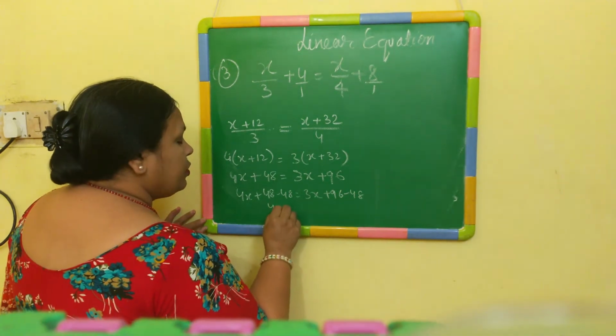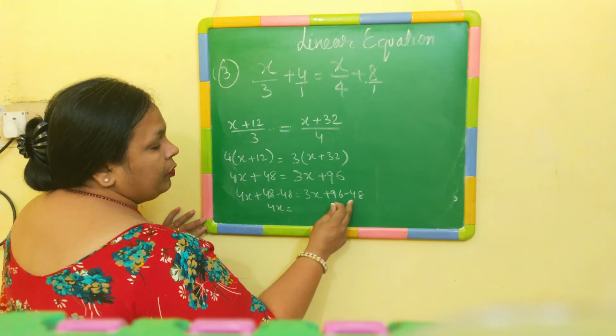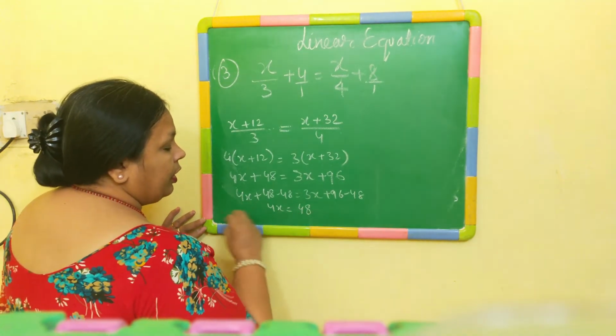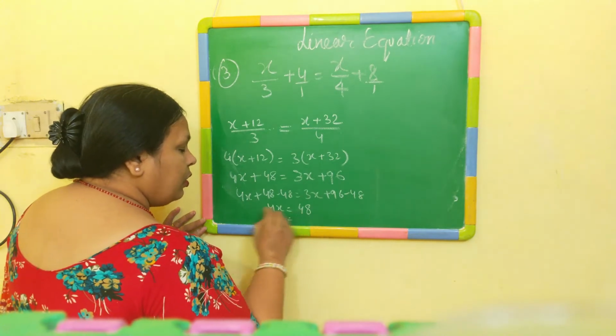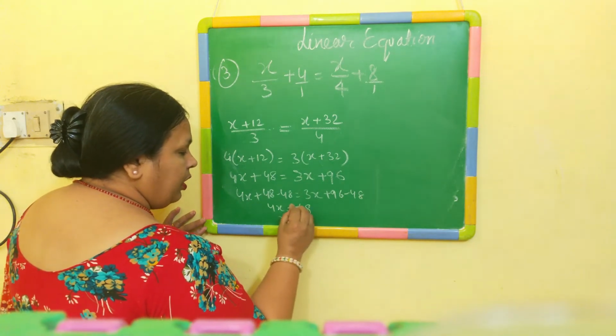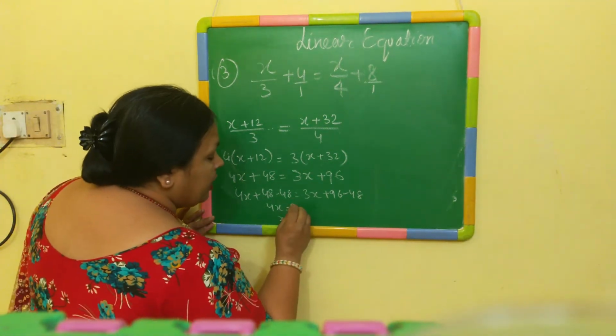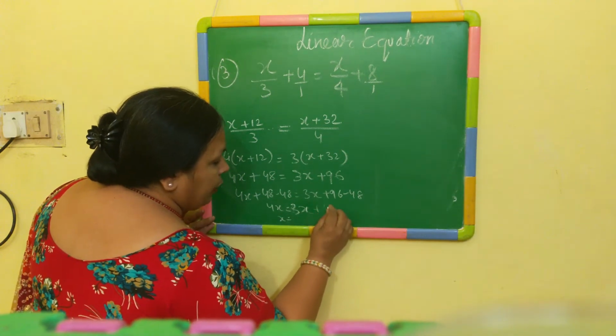So this becomes 4x, and here if you subtract 16 and 8 it will become 8. 8 and 4 is 48. Then x is equals to dividing, see we have 3x also here left. Now this is 3x minus plus 48.